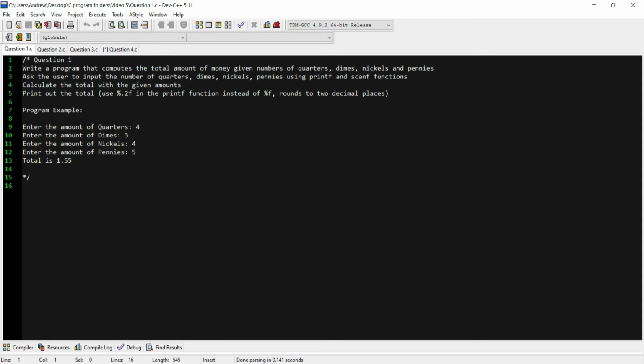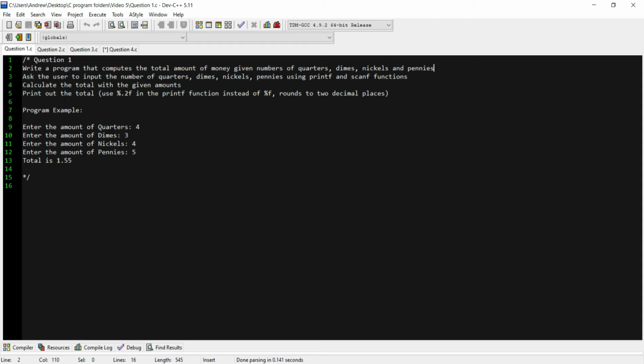So question one. Write a program that computes the total amount of money given in numbers of quarters, dimes, nickels, and pennies. Ask the user to input the number of quarters, dimes, nickels, pennies using the printf and scanf functions. Calculate the total with the given amounts.